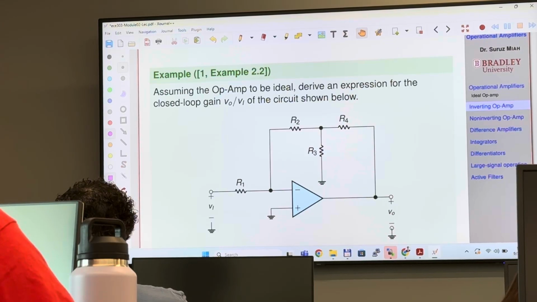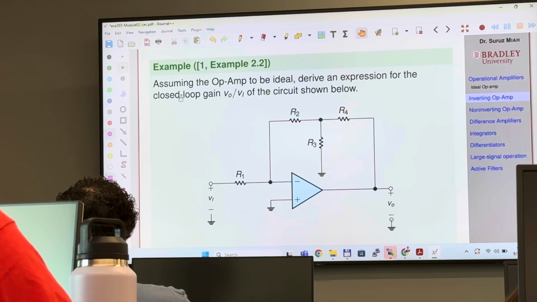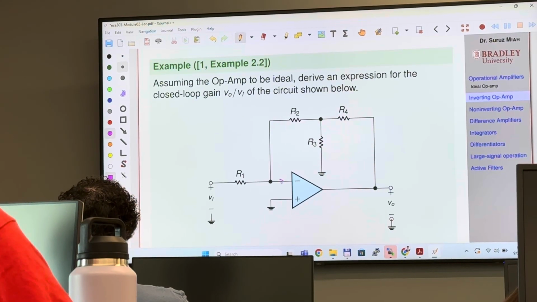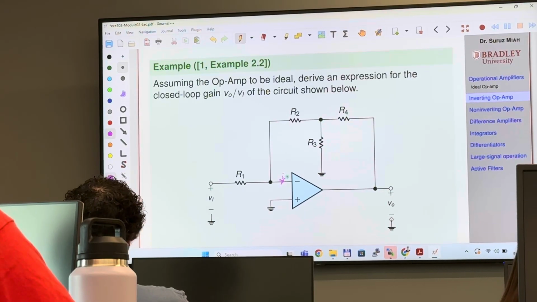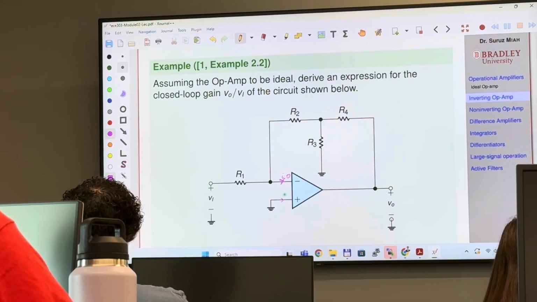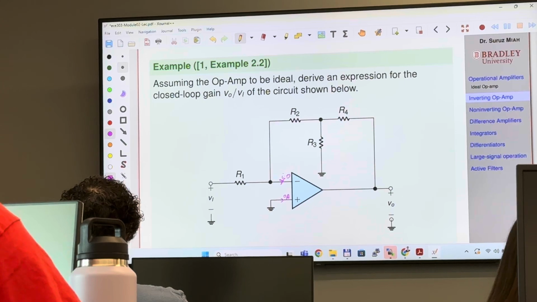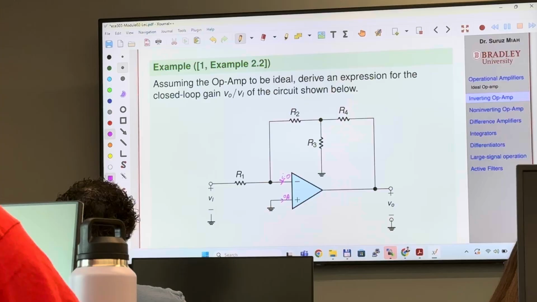In this example, guys, you see, assuming the op-amp to be ideal, immediately you see that this current I1 is going to be 0 ampere. This current is going to be 0 ampere as well. Immediately you see that no currents are flowing through each of these terminals, because I said that this op-amp is ideal.